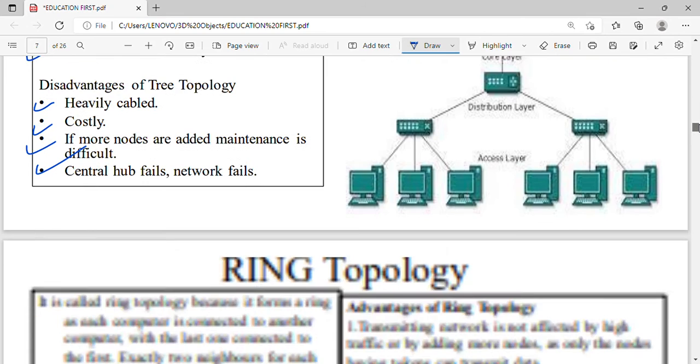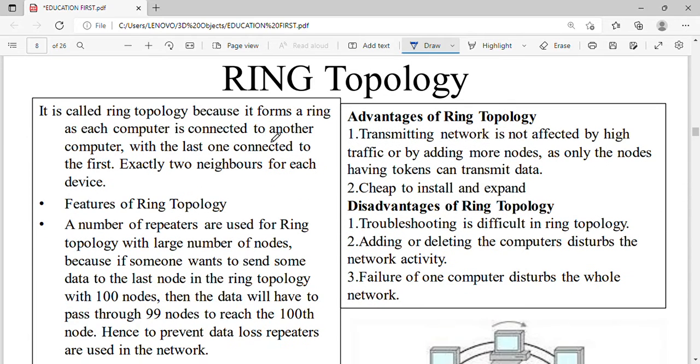Now let's see our other topology, ring topology. It is called ring topology because it forms a ring, as each computer is connected to another computer with the last one connected to the first. Exactly two neighbors for each device.